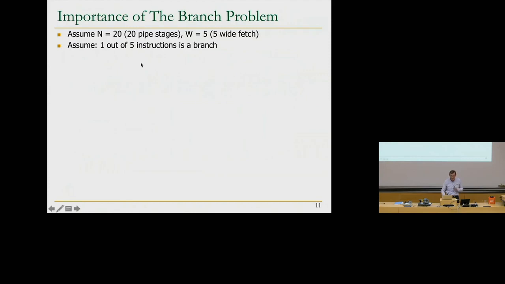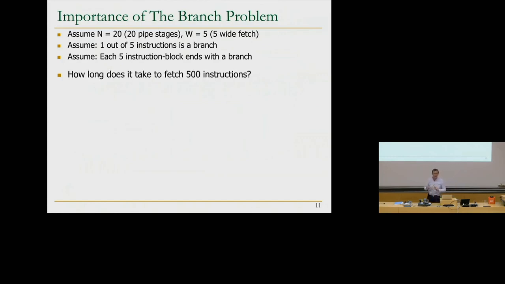So we're going to assume 1 out of 5 instructions is a branch. And we're going to assume each 5 instruction block ends with a branch. So we're going to fetch 5 instructions, and the last one is a branch. Assume this always. So the key question is, how long does it take to fetch 500 instructions? But of course, I didn't give you enough information. The first part of the question is, what if you predicted all of the branches correctly?